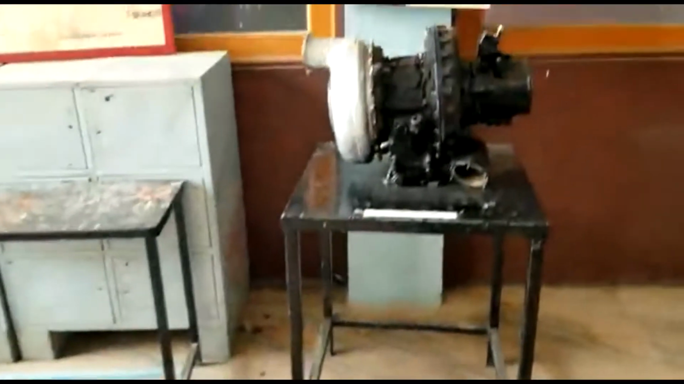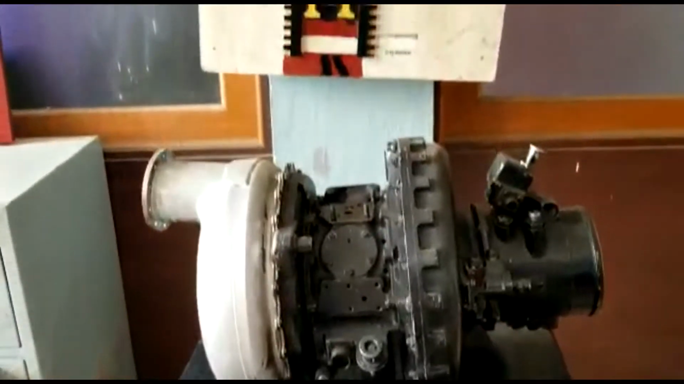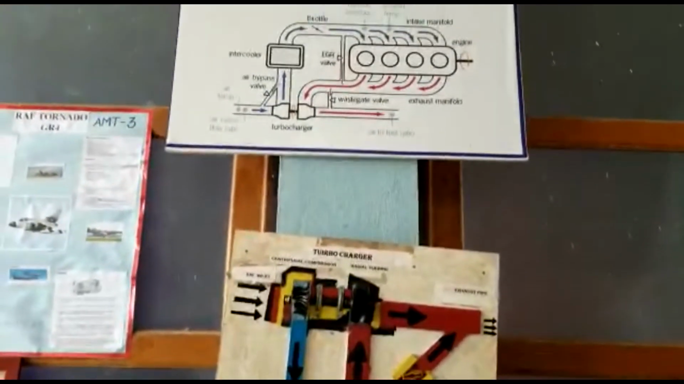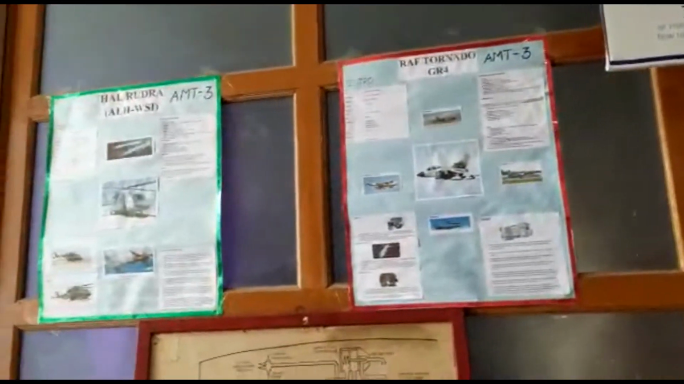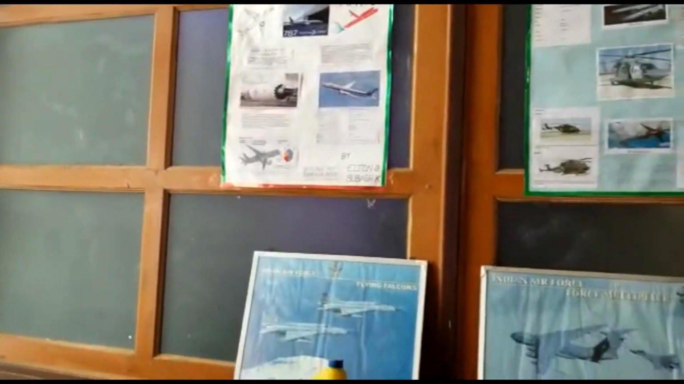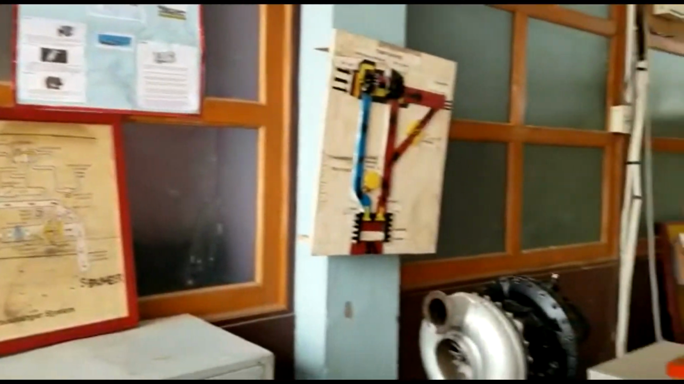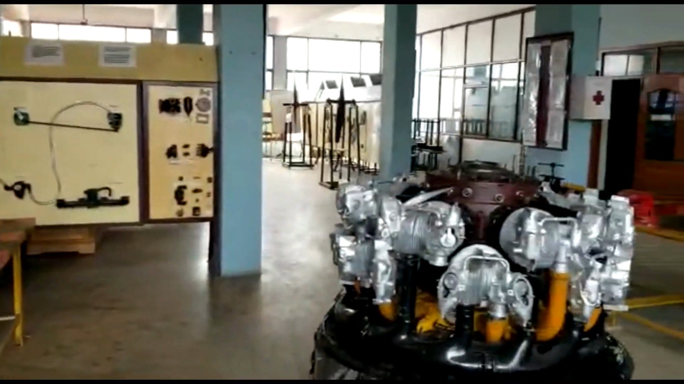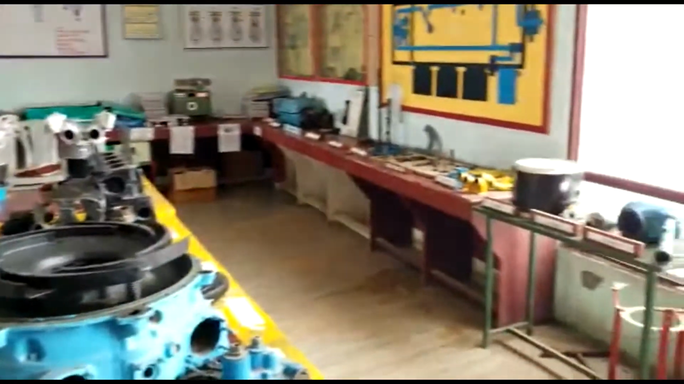And this one is the turbocharger. We are seeing the turbocharger now. It is used during takeoff time. It will give more power to the engine. And this is the turbocharger system. These are the various types of aircraft. This is the overall view of the piston engine lab.